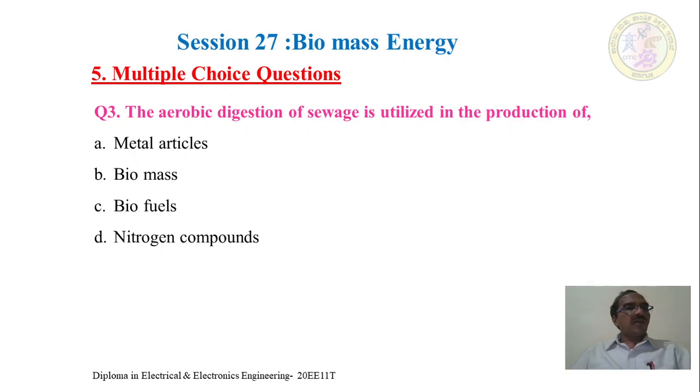The anaerobic digestion of sewage, whatever the waste sewage is there, is utilized in producing what? Whether it is used to produce metal articles, biogas, biofuel, or nitrogen compounds. So this is used for producing biofuels, usually used to produce biogas and all that.